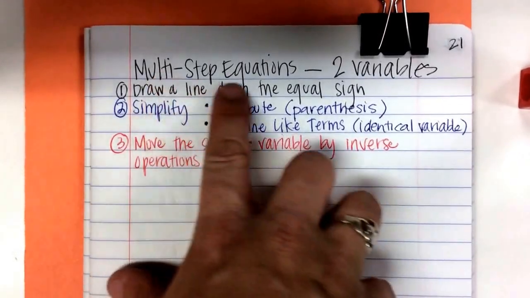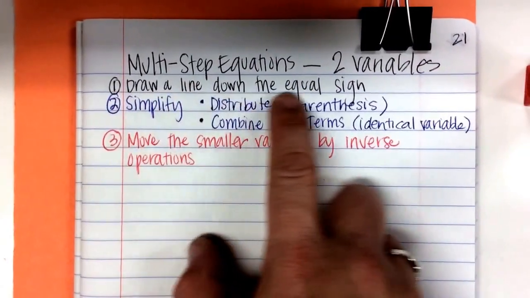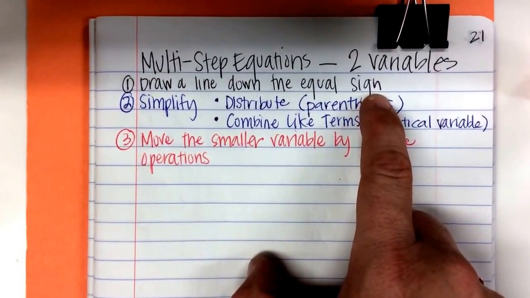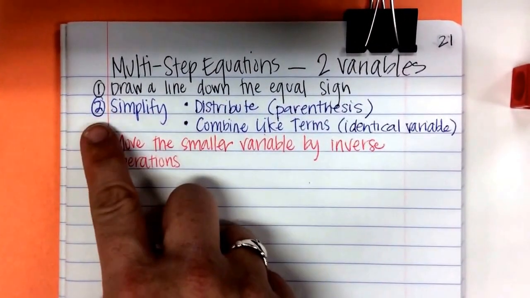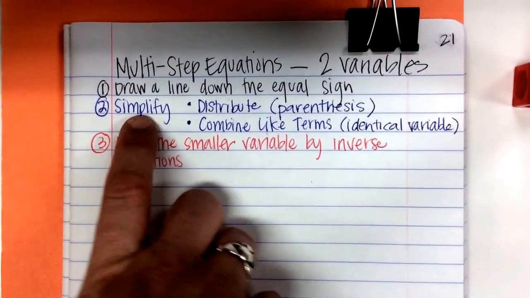So, multi-step equations with two variables. Step number one is exactly the same. Draw a line down the equal sign. Step two is new from yesterday. We simplify. What does simplify mean?